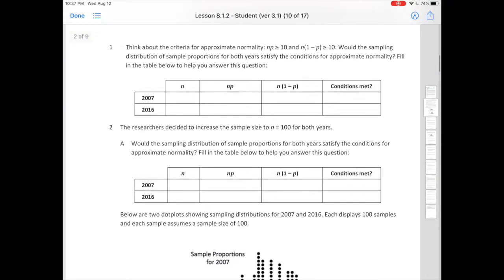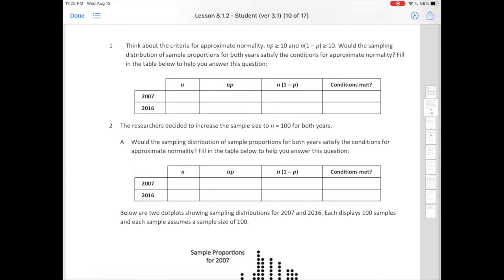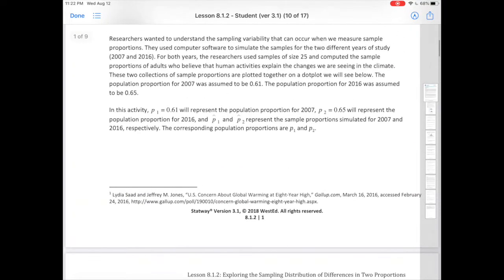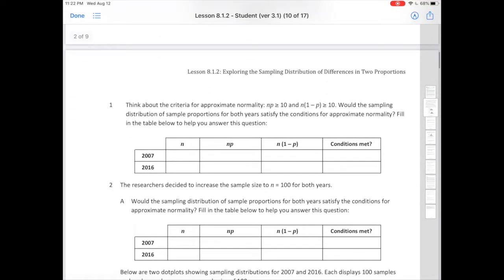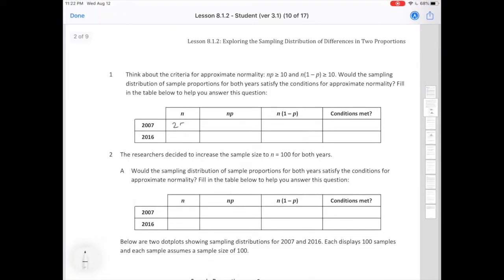Think about the criteria for approximate normality: n times p is greater than or equal to 10, and n times 1 minus p is greater than or equal to 10. Would the sampling distribution of sample proportions for both years satisfy the conditions for approximate normality? Fill in the table below to help you answer this question. Okay, so what are the sample sizes? If we read back here, it did say that we are using samples of size 25 for this problem. So we're going to put 25 for both of these.